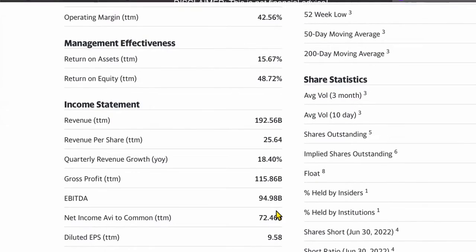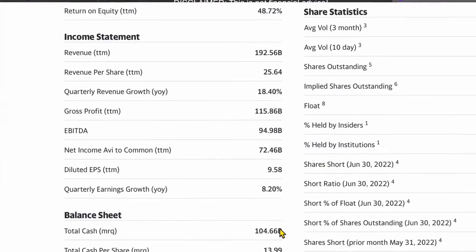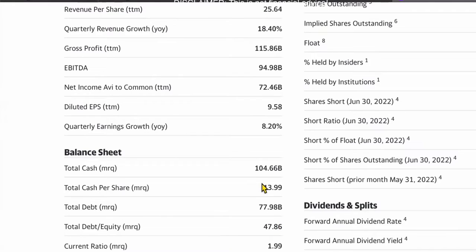Net profit is this much. Now, if you take a look at their total cash in hand, 104 billion versus 77 billion dollar debt. So it's like a 1.5 ratio, 1.4. Yeah, I would say around 1.25 to 1 ratio. So they have more cash than the debt. So they're doing better compared to debt versus the cash.